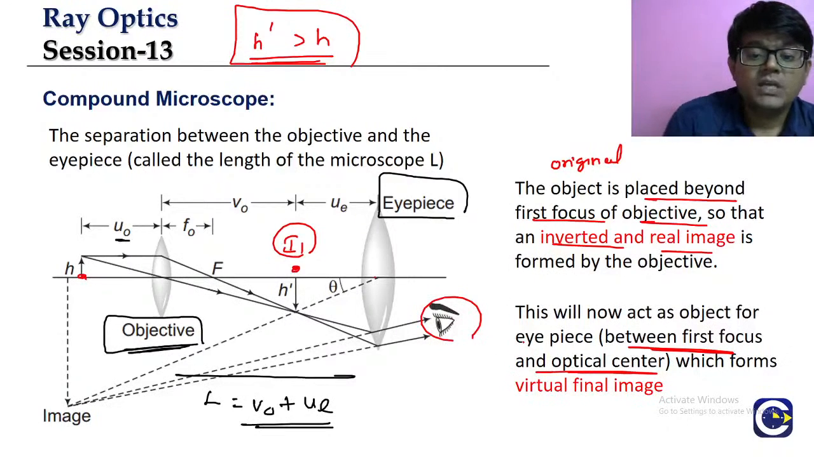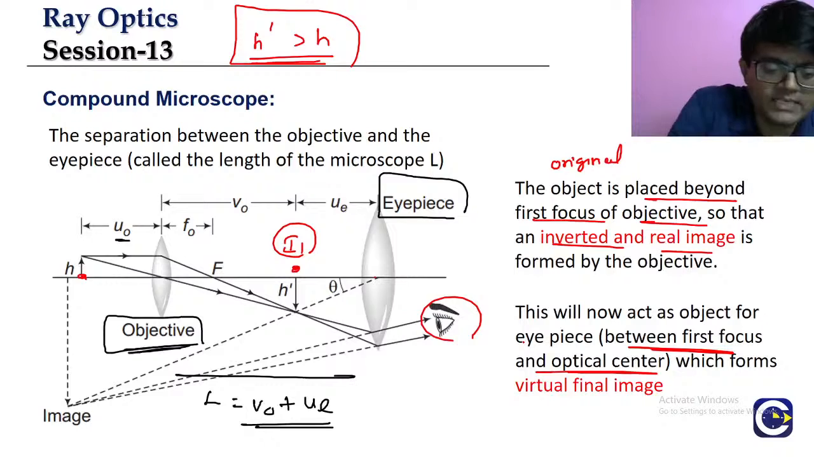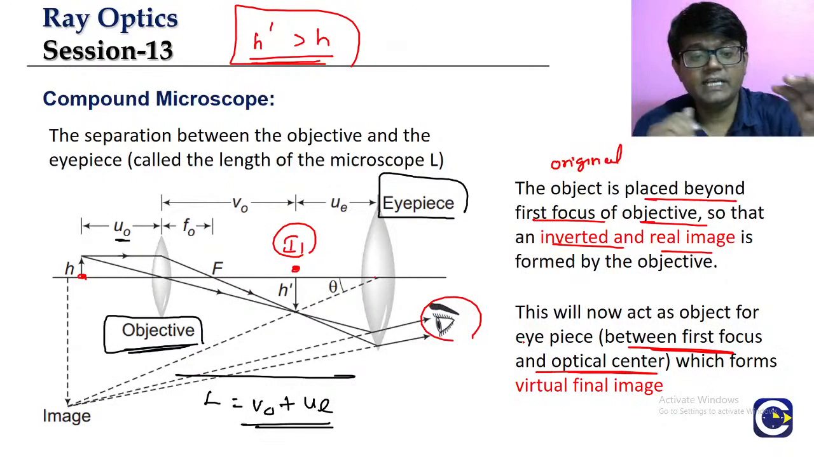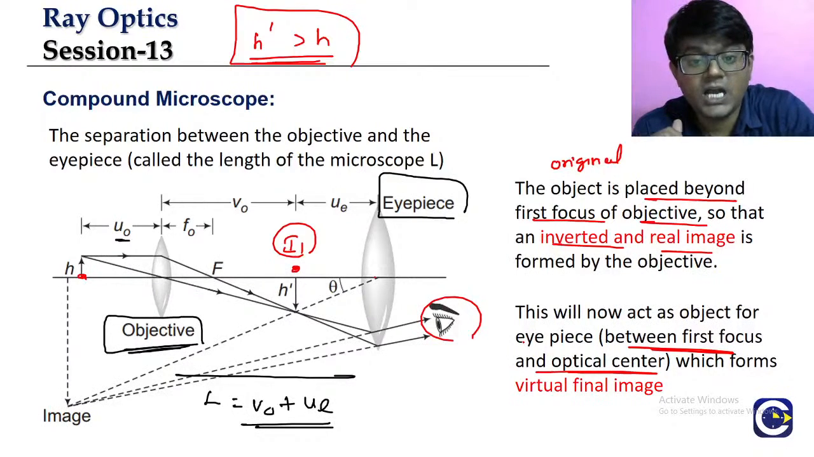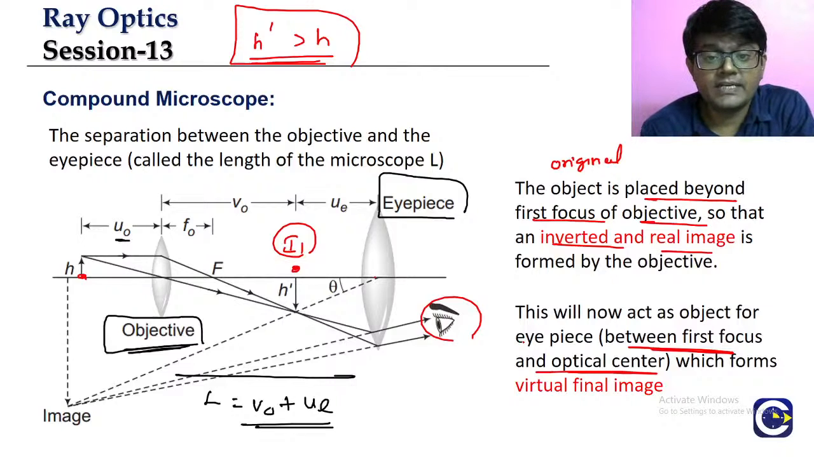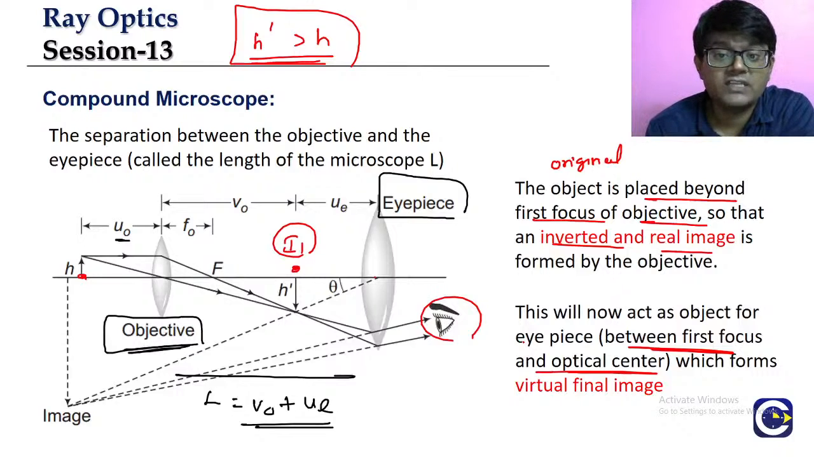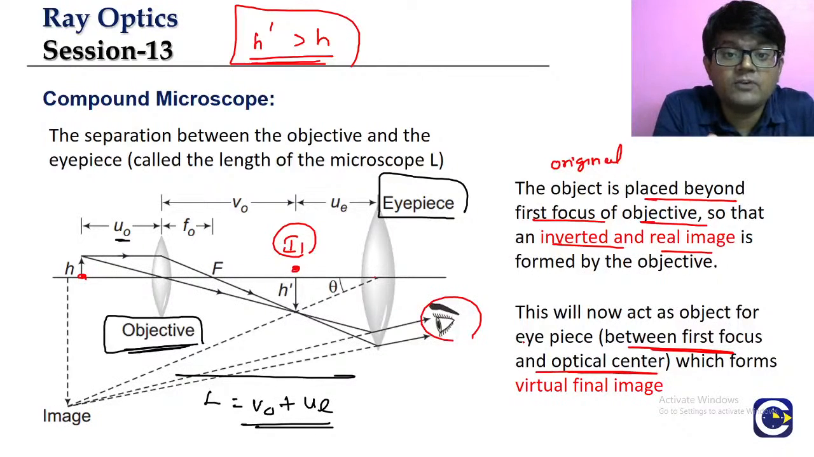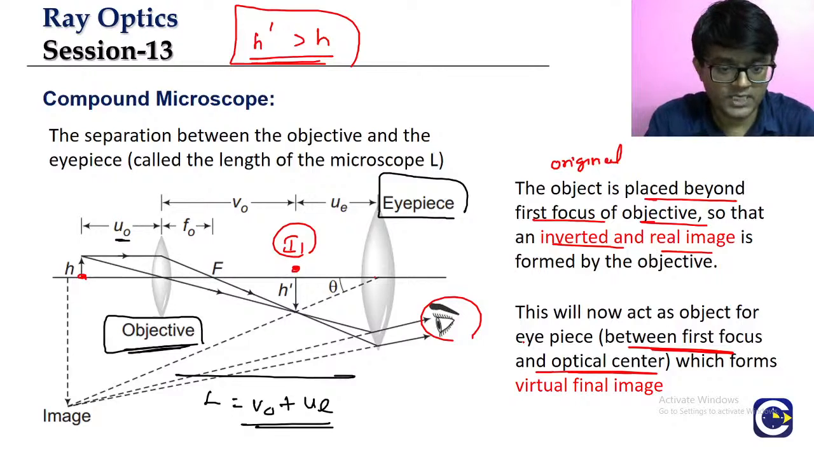Now this is what we call the setup of the compound microscope. So what is the setup? The first lens, the objective lens, which we keep close to the object, should give a real, inverted and enlarged image. This happens when we keep the object beyond the first focus. This image is now going to act as the object for the eyepiece. It should be between the first focus and the optical center of the eyepiece, so that the image formed by the eyepiece will be a virtual image.